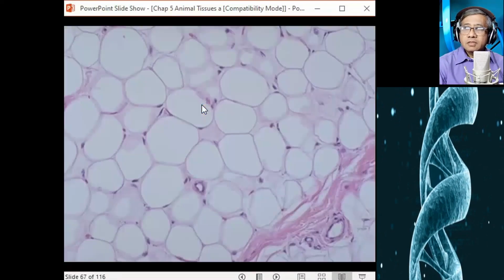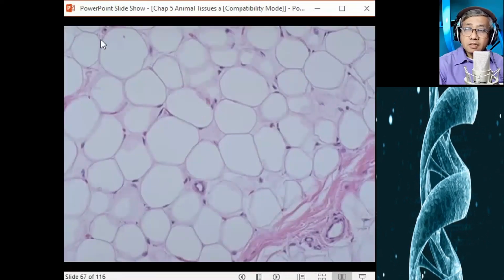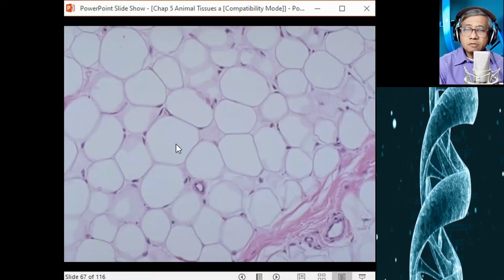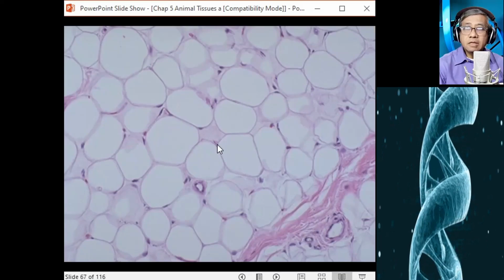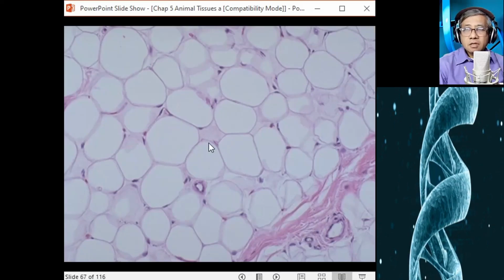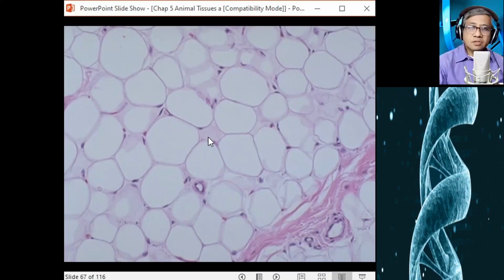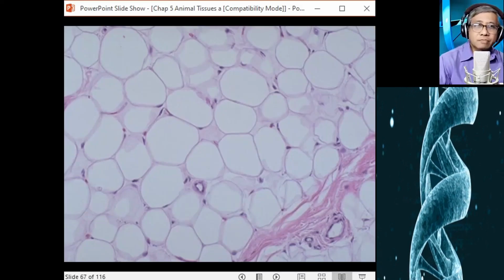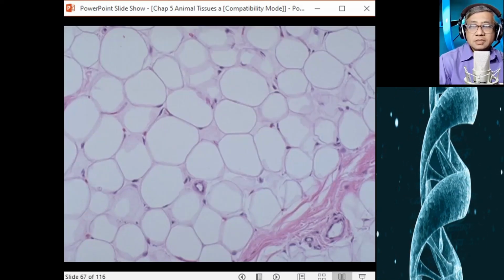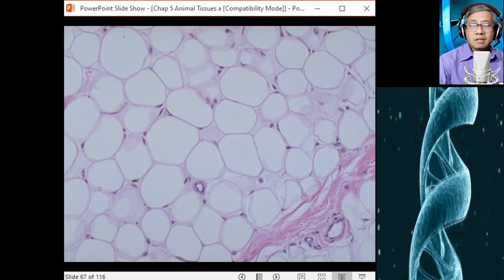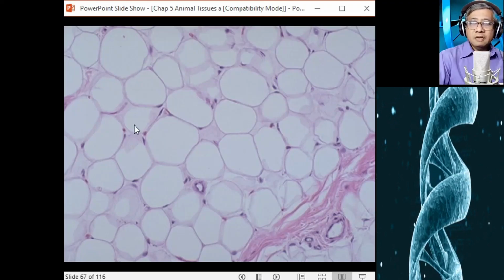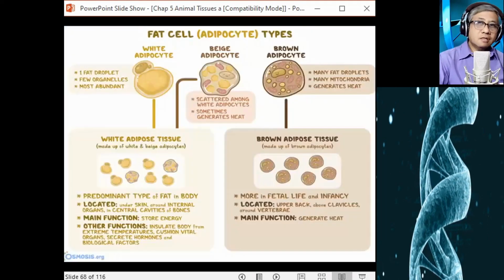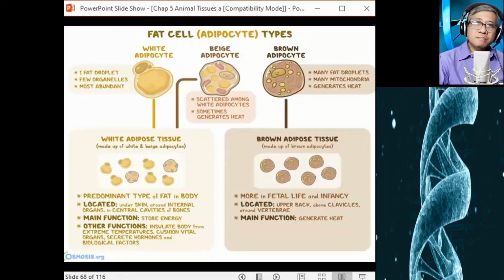That's the appearance of these adipocytes. You could see here those large droplets of lipids. And those dark spots are the nuclei and cytoplasm that are pushed to one side because of the lipid droplets contained in the vesicles of these adipocytes. That's adipose tissue. There are three types of adipose tissue.